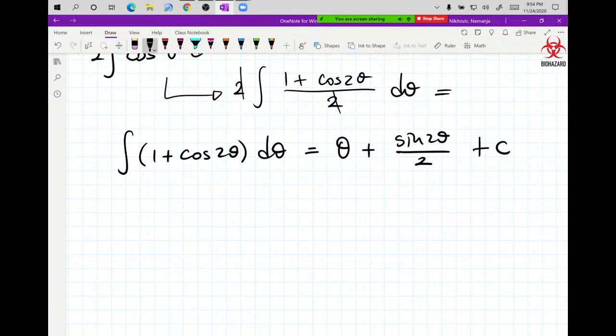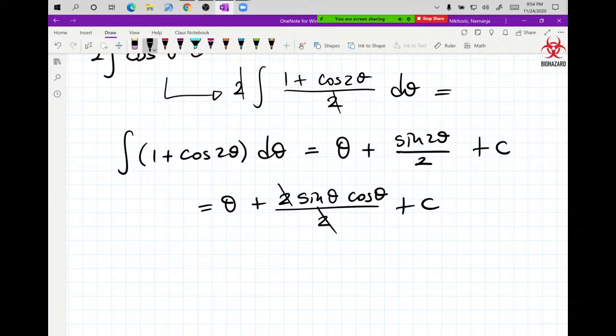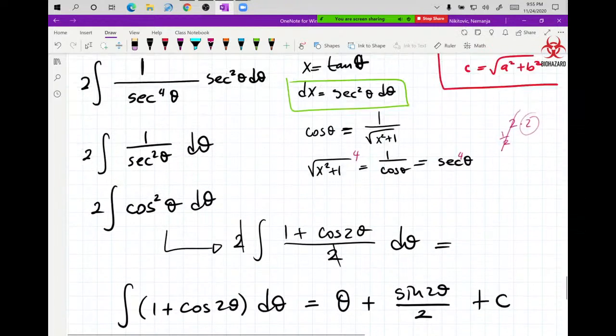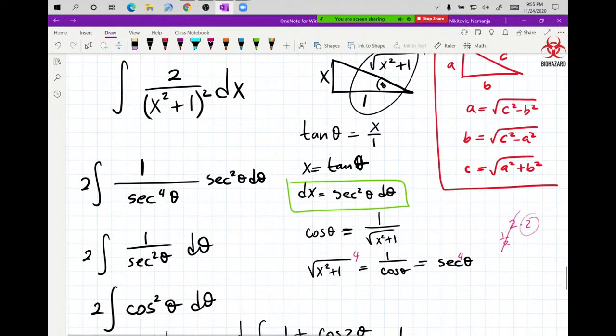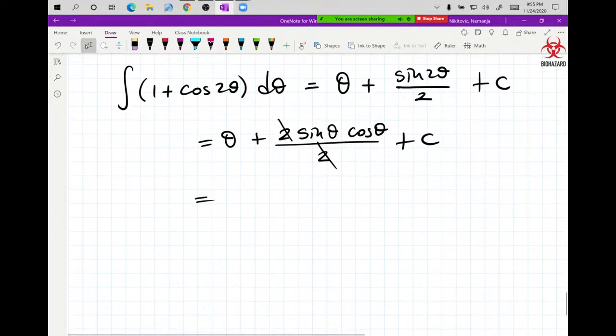And what you have here is this part is formula again. It's a plus. Sine theta cosine theta over 2 plus c, and then these 2 and 2 drops. Now, solve for theta. Let's go back. We can solve for theta anywhere. Can be inverse tangent of x.